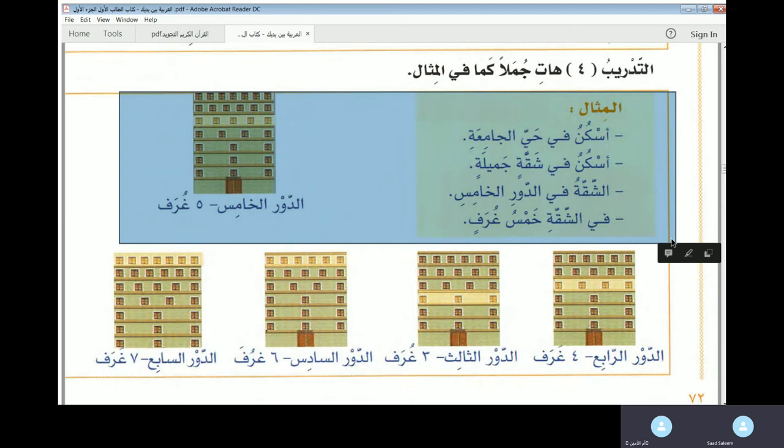Example: أسكن في حي الجامعة. I live in the university district, near a university. أسكن في شقة جميلة. I live in a beautiful apartment. الشقة في الدور الخامس. The apartment is on the fifth floor. في شقتي خمس غرف. The apartment has five rooms.